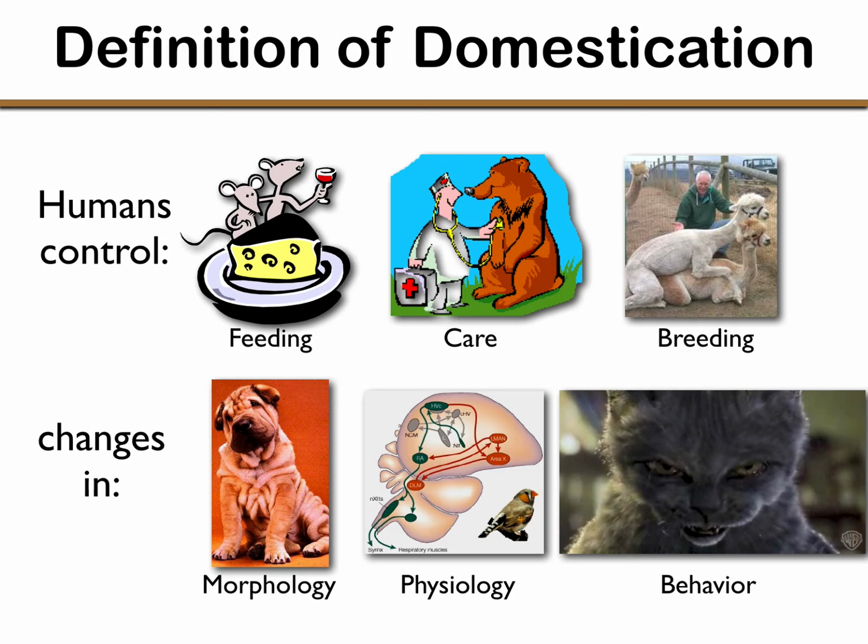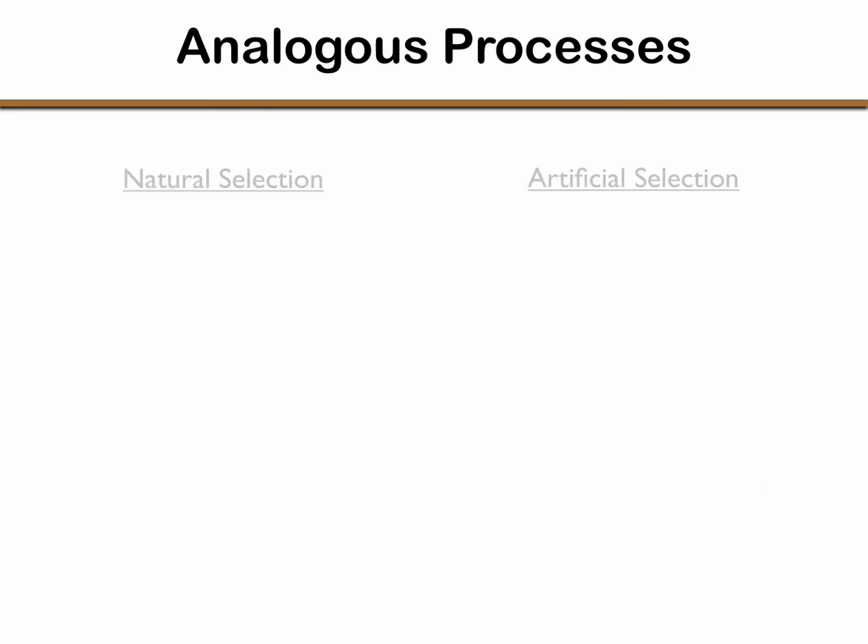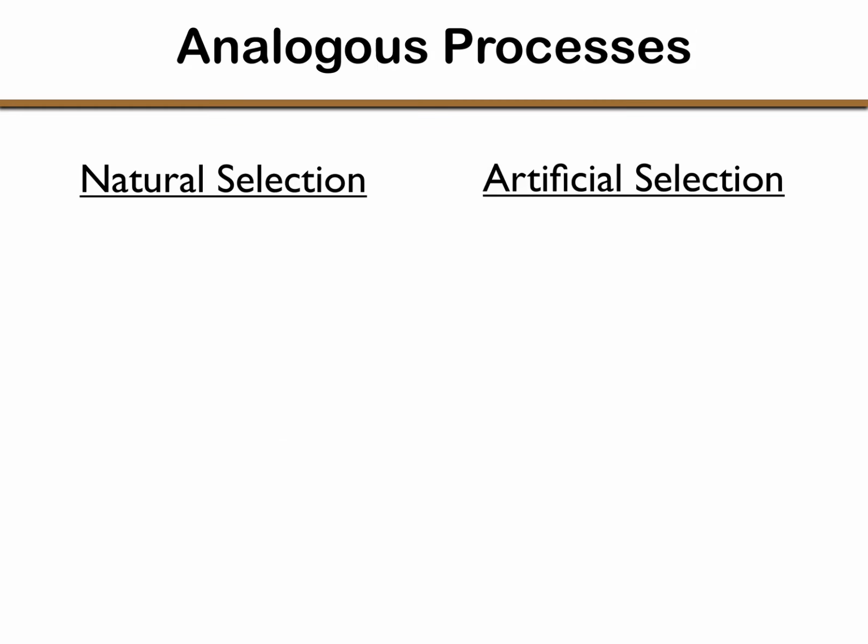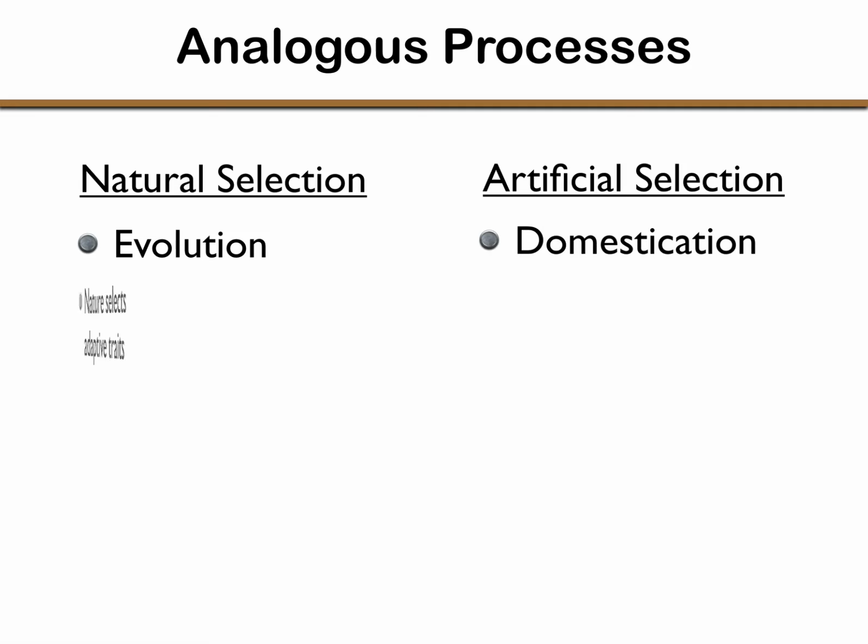And as we'll see, you can even select for certain types of behavioral characteristics. Now, we're really dealing with analogous processes here. So natural selection, which we've looked at extensively in other segments, is what happens in evolution. Artificial selection is what happens in domestication.